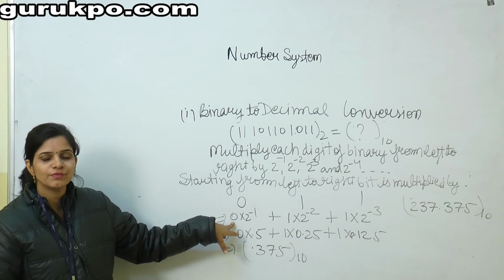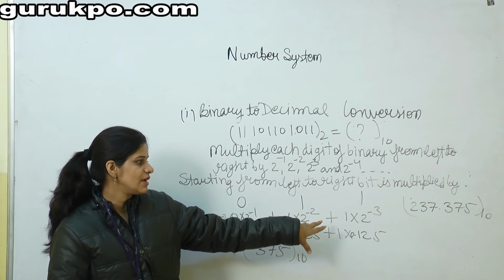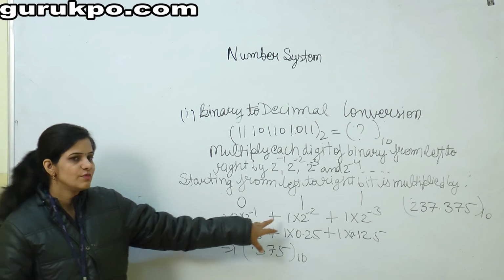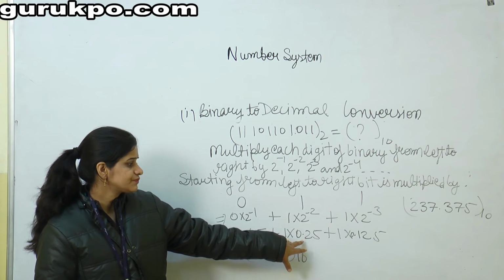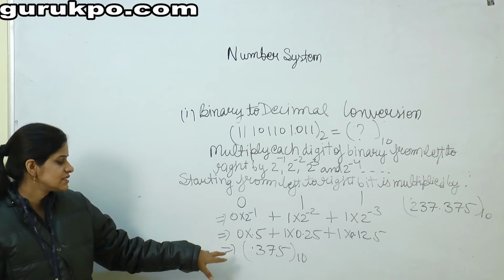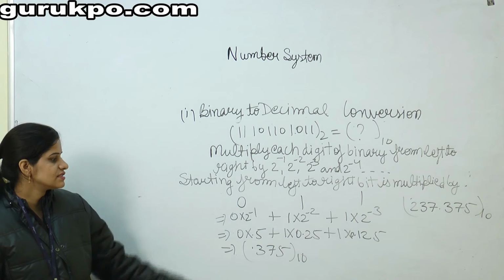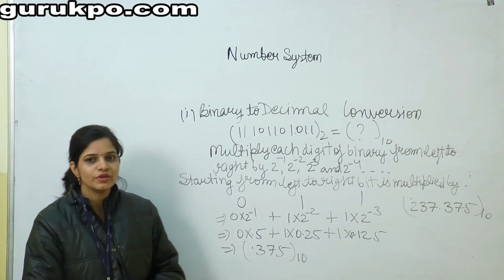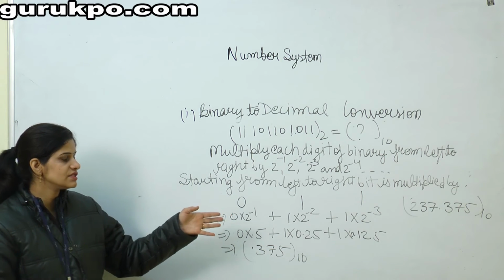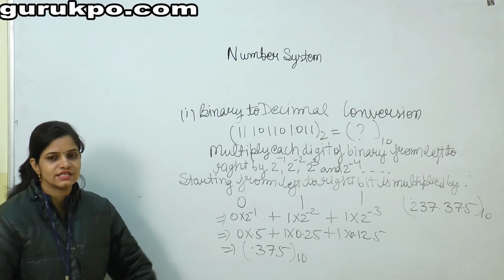Firstly, 0 multiplied by 2 to the power minus 1, plus 1 multiplied by 2 to the power minus 2, plus 1 multiplied by 2 to the power minus 3. 2 to the power minus 1 is 0.5, 2 to the power minus 2 is 0.25, and 2 to the power minus 3 is 0.125. Solving this equation gives 0.375. Now combine the integer part and the fractional part to convert to decimal form. The answer is 237.375.